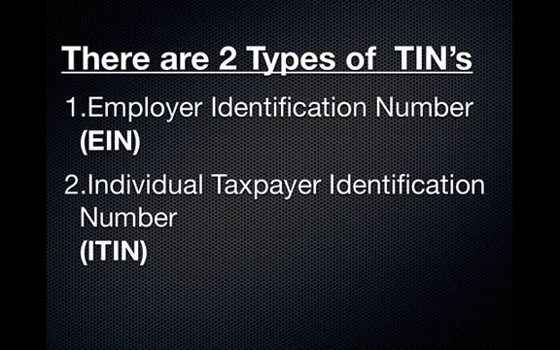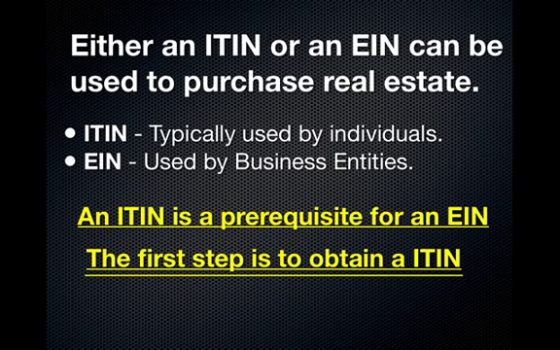Now, there are two that we would focus on primarily for foreign investors, such as Canadians. The first one is an employer identification number, or an EIN. The second is an individual taxpayer identification number, or an ITIN. Now, either an ITIN or an EIN can be used to purchase real estate in the U.S.